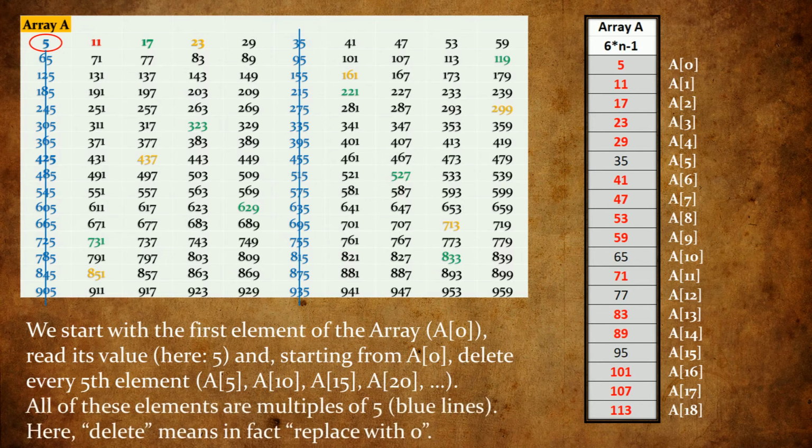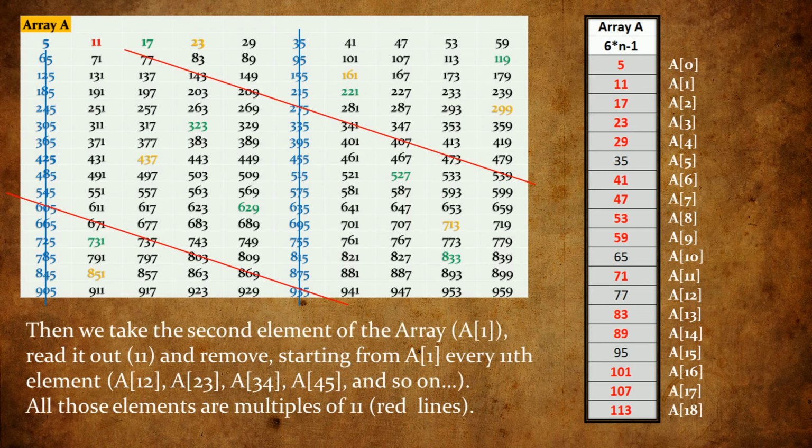Where are we now? Look at the blue lines. You can see we just deleted all the multiples of 5. Now we take the second element of the array, A1. We read it out, that's the 11, and now we remove, starting from A1, every 11th element. A12, A23, A34, A45 and so on until we reach the end of the whole array. Look at the red lines, all those elements are multiples of 11.